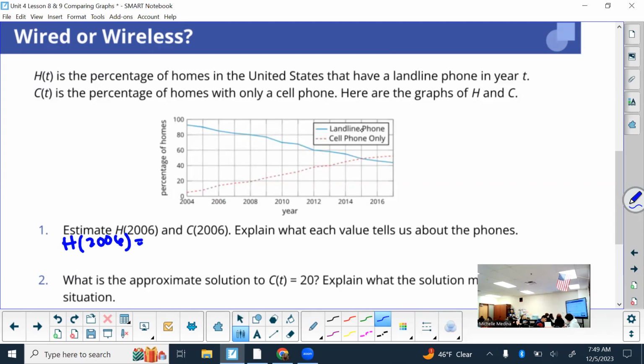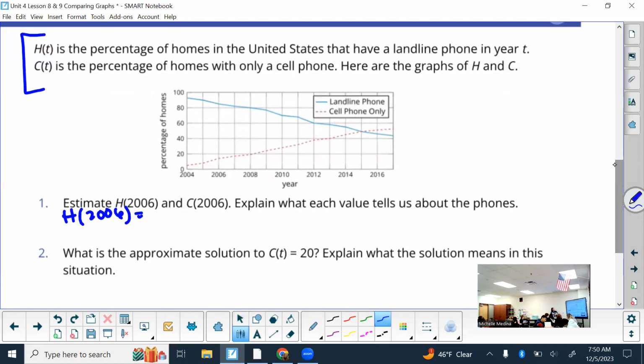The landline phone. Feel free to reread the description if you're ever unsure. Sometimes they use random letters. H of T is the percentage of homes in the United States that have a landline phone. So you should be looking at the blue line for the answer of what H of 2006 is. Table 2, can you tell me what the value is?